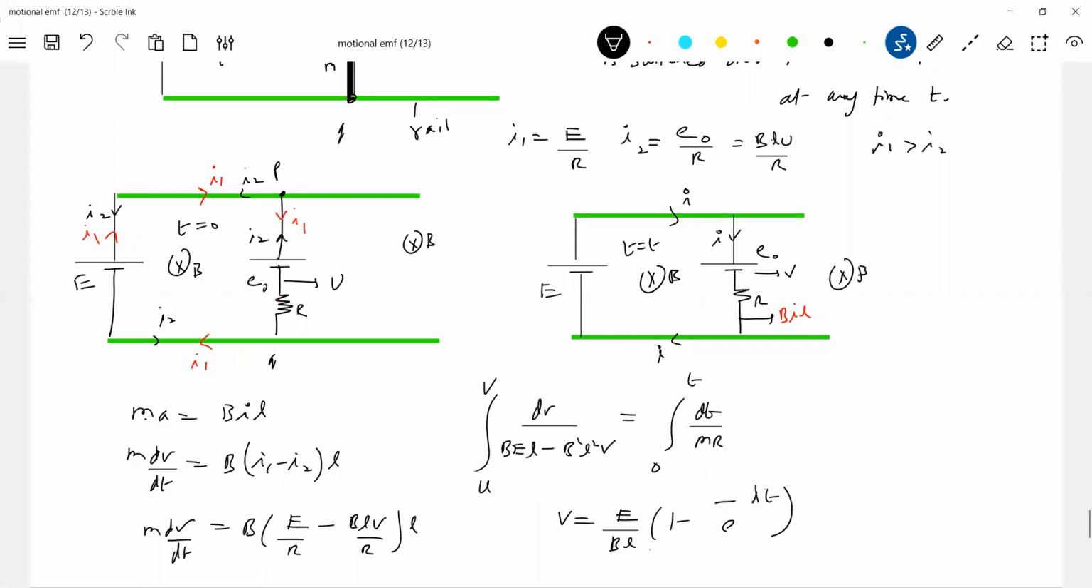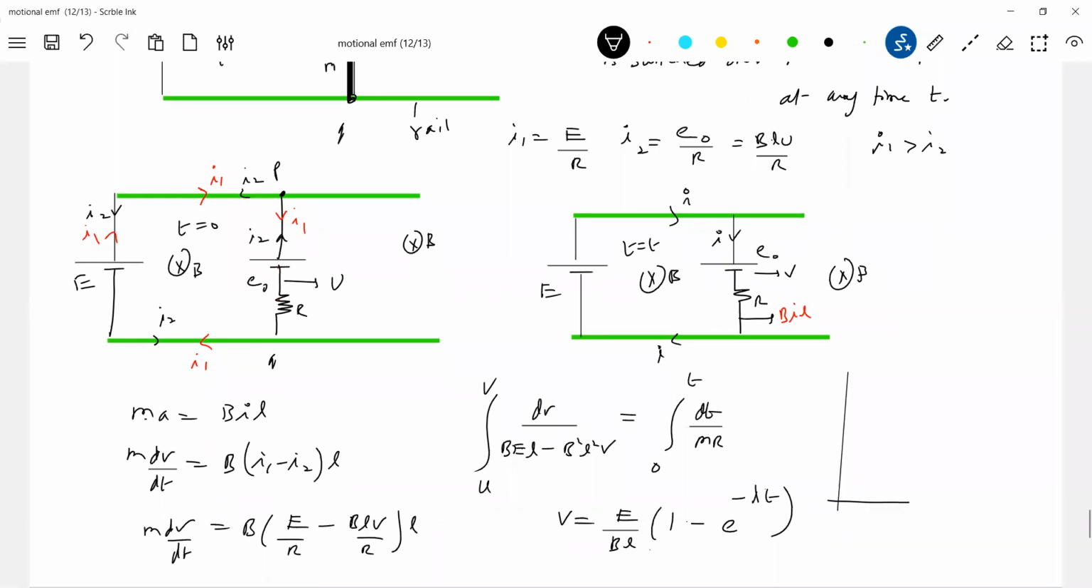I'm directly adjusting things. This will be the expression for the speed of the rod at any time t. After integrating, all the constant terms will come. The speed of the rod will continuously increase.